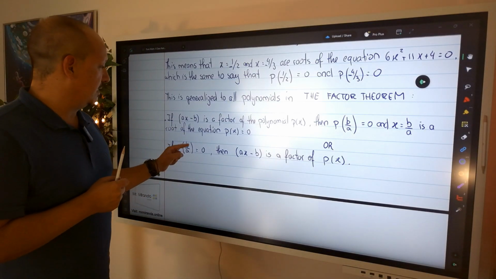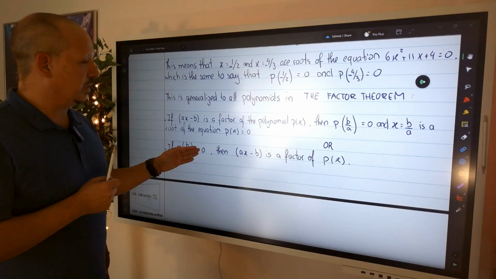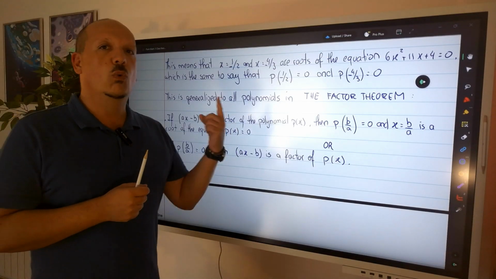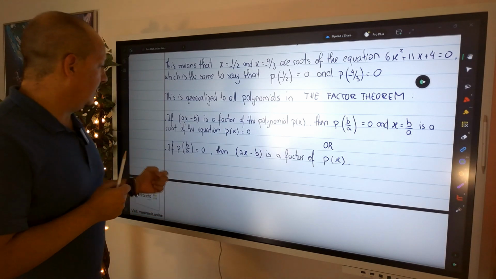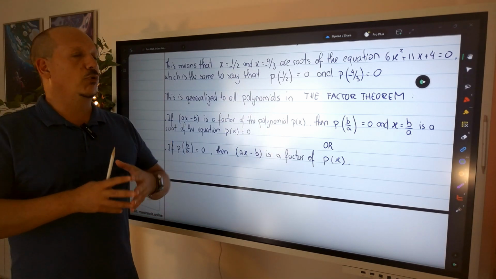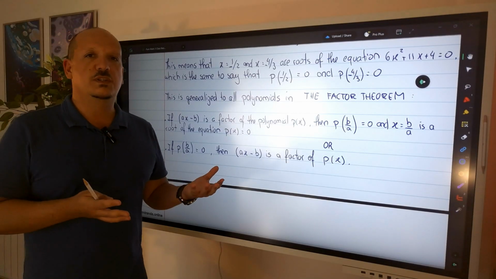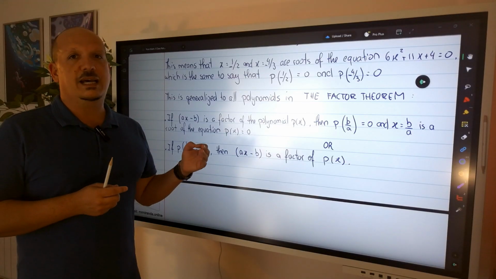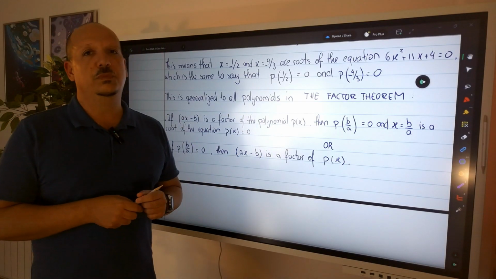If you can find a value for which the polynomial equals 0, then you can automatically work back and get one factor of the polynomial. Let's see an example. Let's say that for whatever polynomial, you know that p of 2 equals 0. So you know automatically that x minus 2 is going to be a factor of that polynomial.